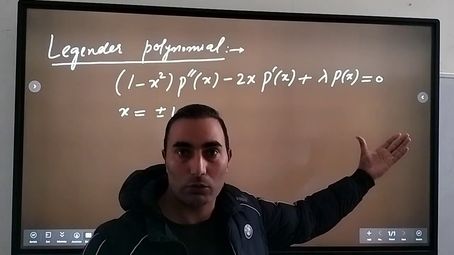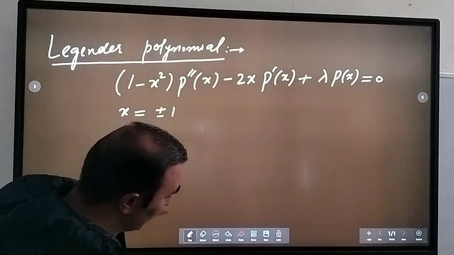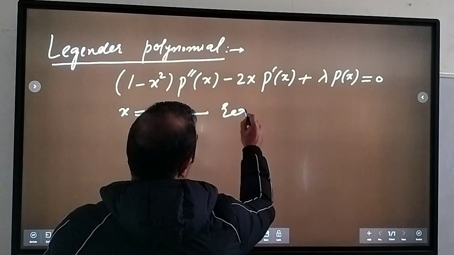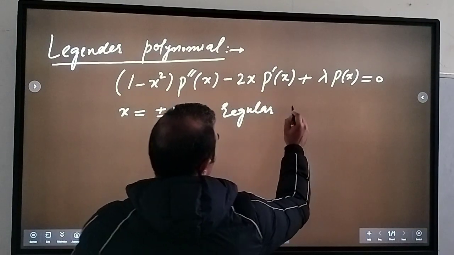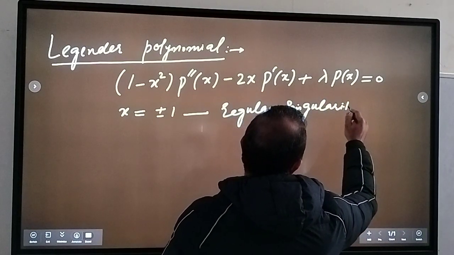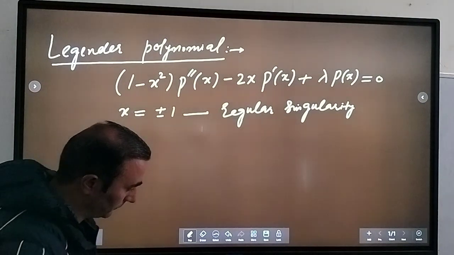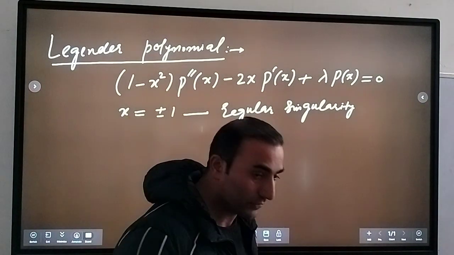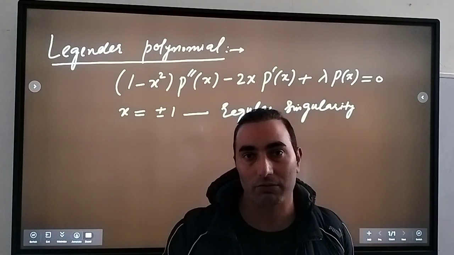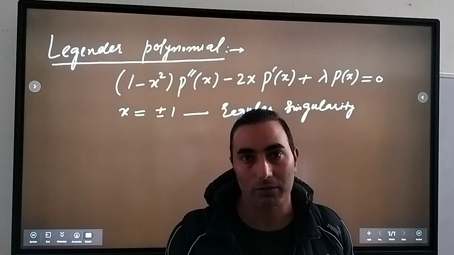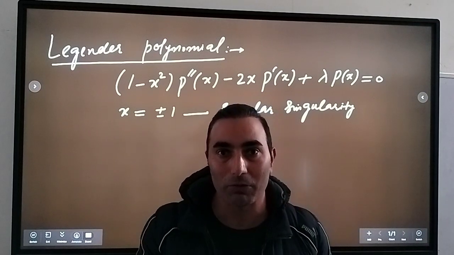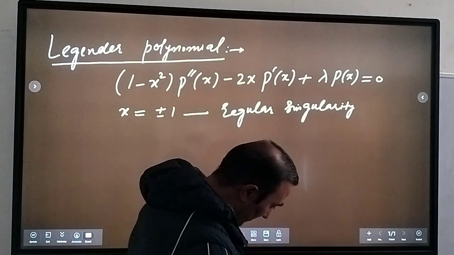But it has a solution at x equal to 0 also. So these are regular singular points, or regular singularity. That means its series solution will converge. Why will the solution of this kind of differential equation converge? It will converge for x between minus 1 and plus 1.